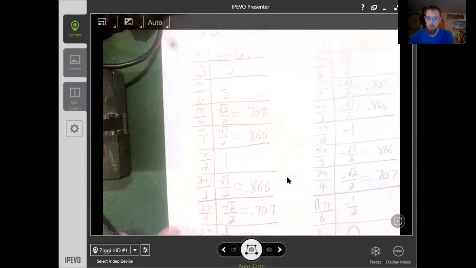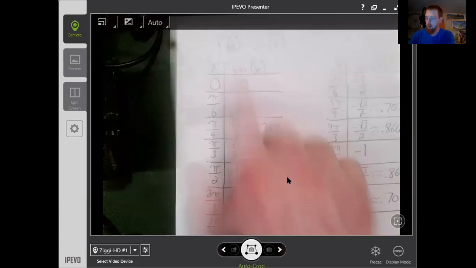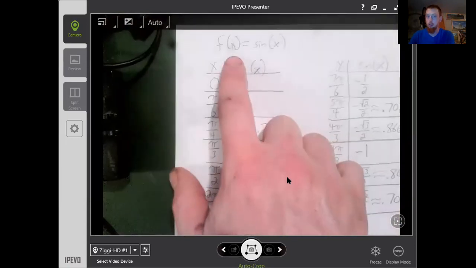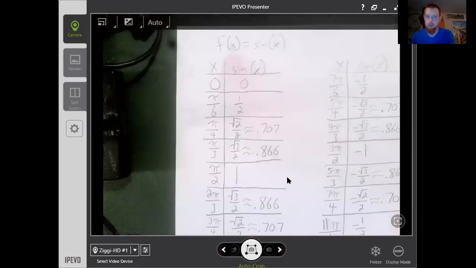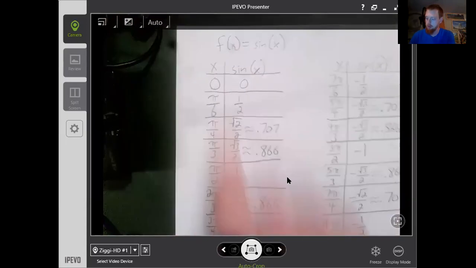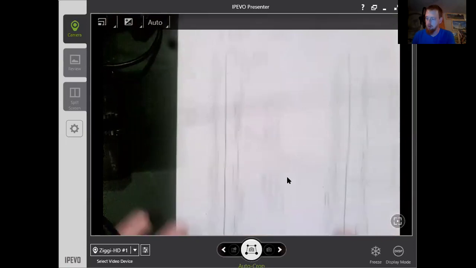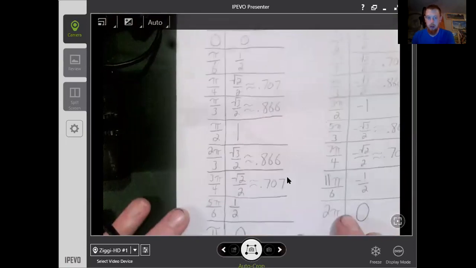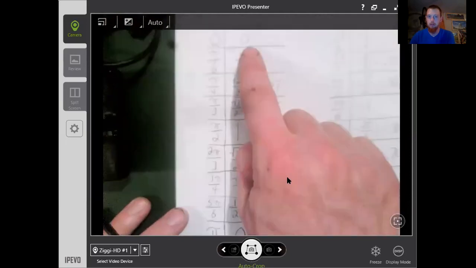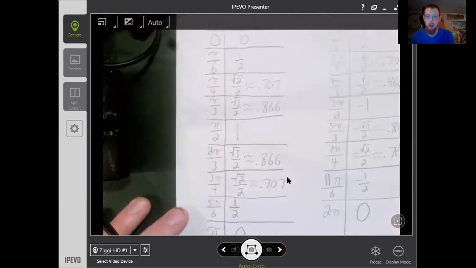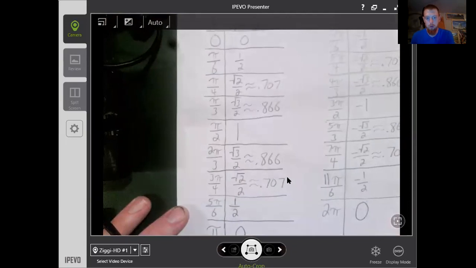You're going to take, to get the graph of f of x equals sine of x, your x values are going to be all the different values of angles that you could have from the unit circle, and your y values, your f of x values, are going to be the value of sine for that angle.